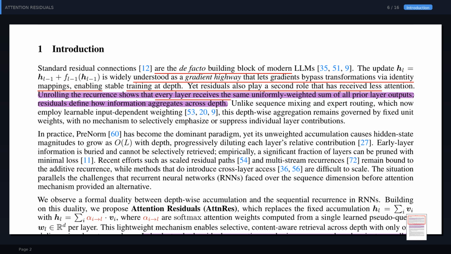Here, the paper elaborates on the problem with standard residual connections. While they provide a gradient highway for stable training, they also uniformly sum all prior layer outputs. This means every layer receives the same, unweighted aggregation of information, including the input embedding. This fixed weighting prevents selective emphasis or suppression of individual layer contributions, which can hinder learning in deep networks.